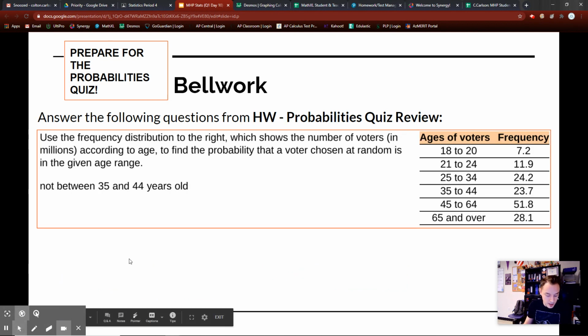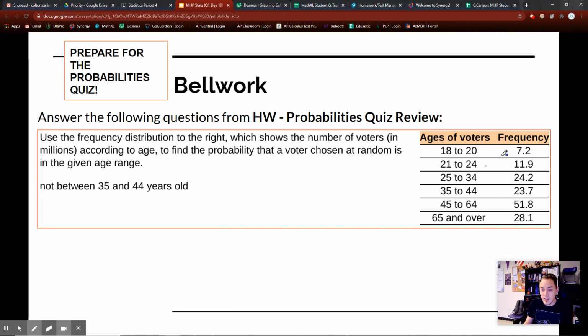Let's go to the next one. And this will be our last one here. Use the frequency distribution to the right here, and according to the age, find the probability that the voter chosen at random is in a given age range. So not between 35 and 44.